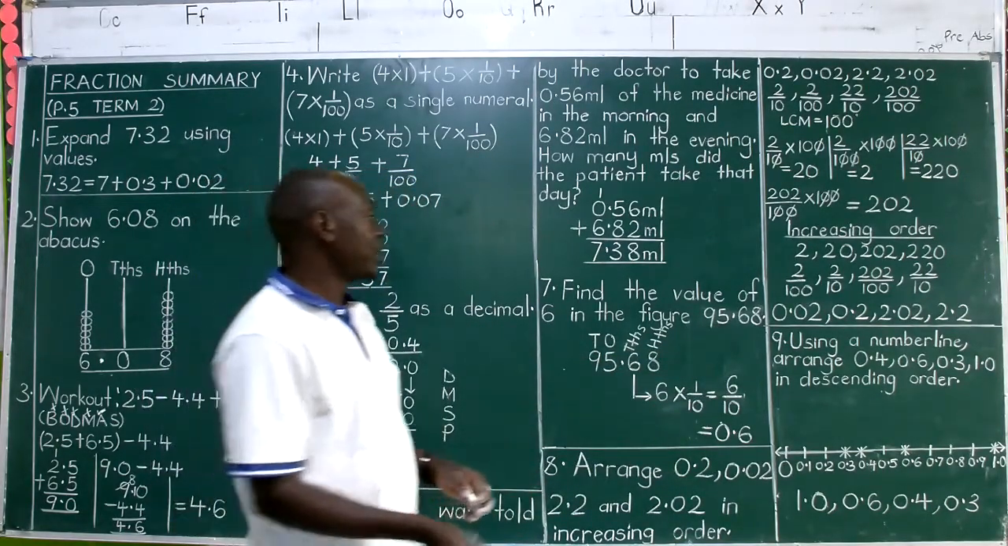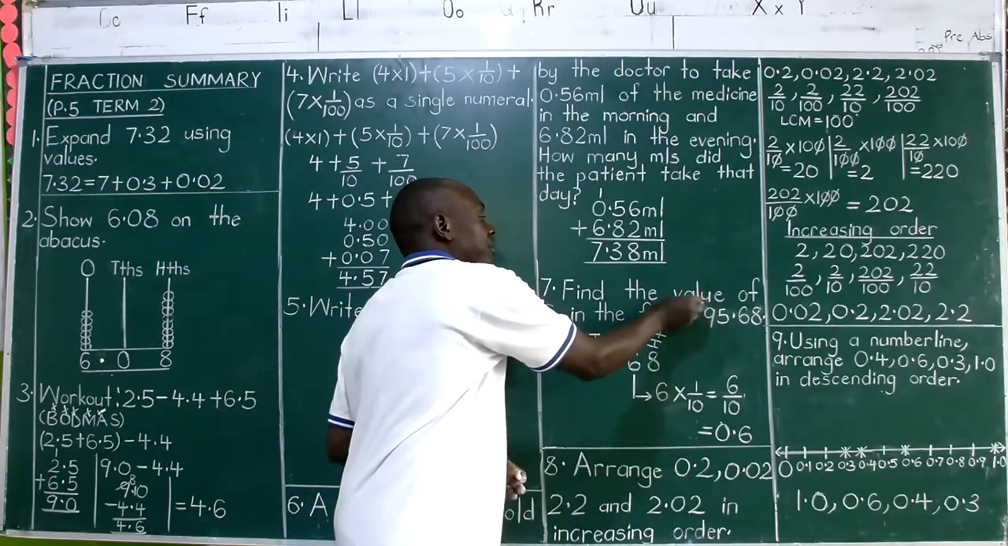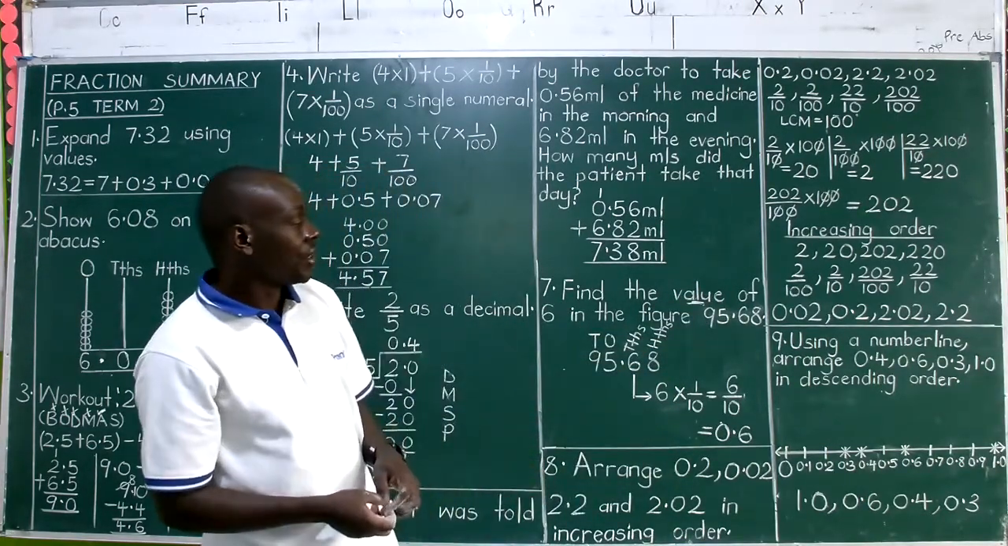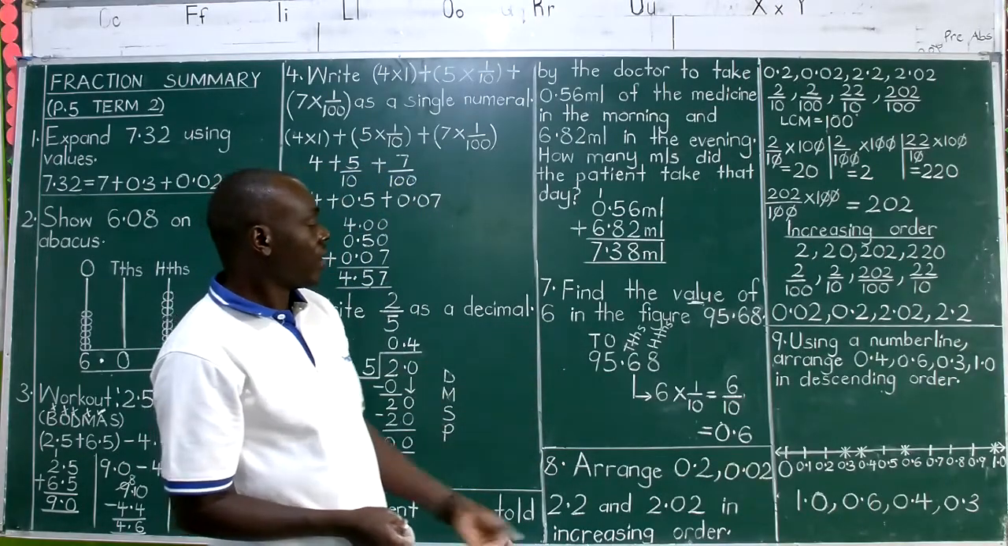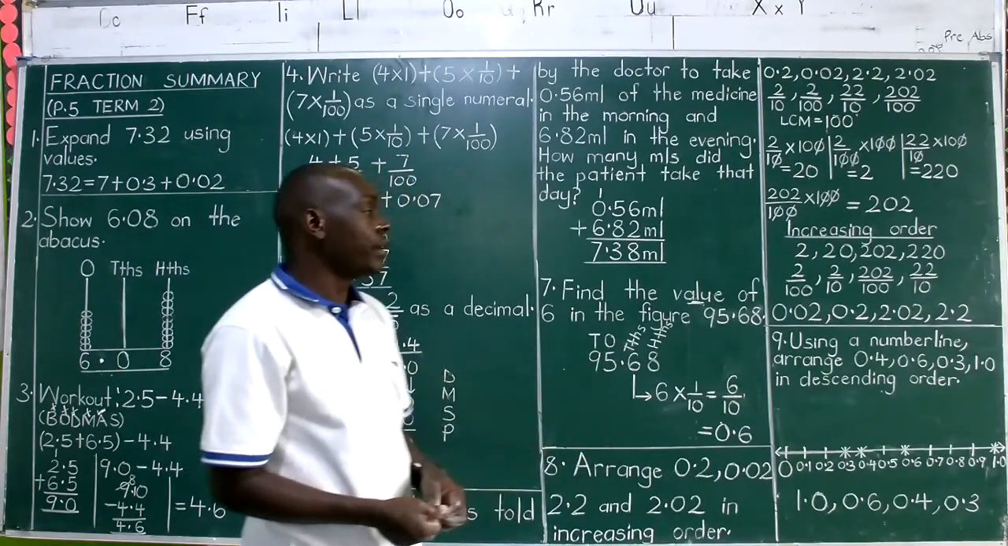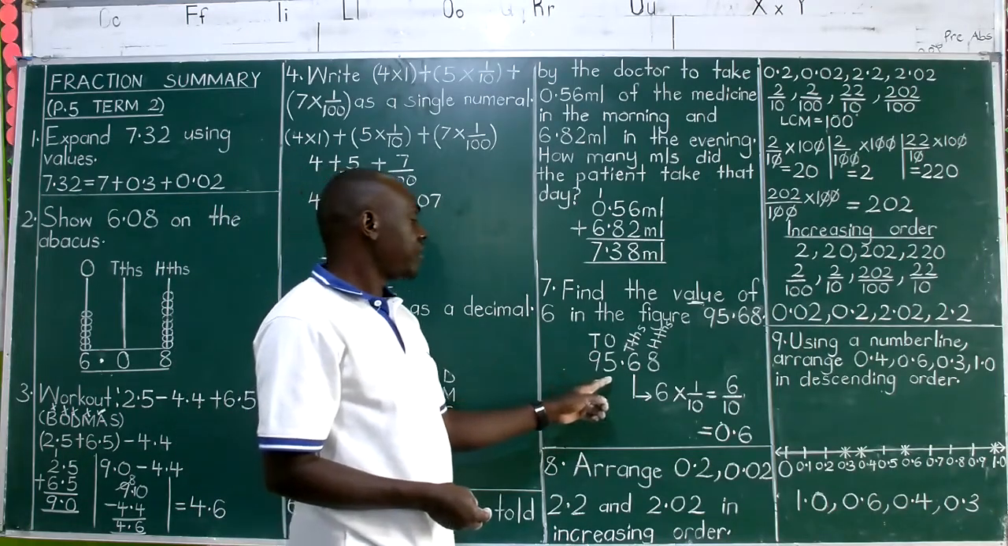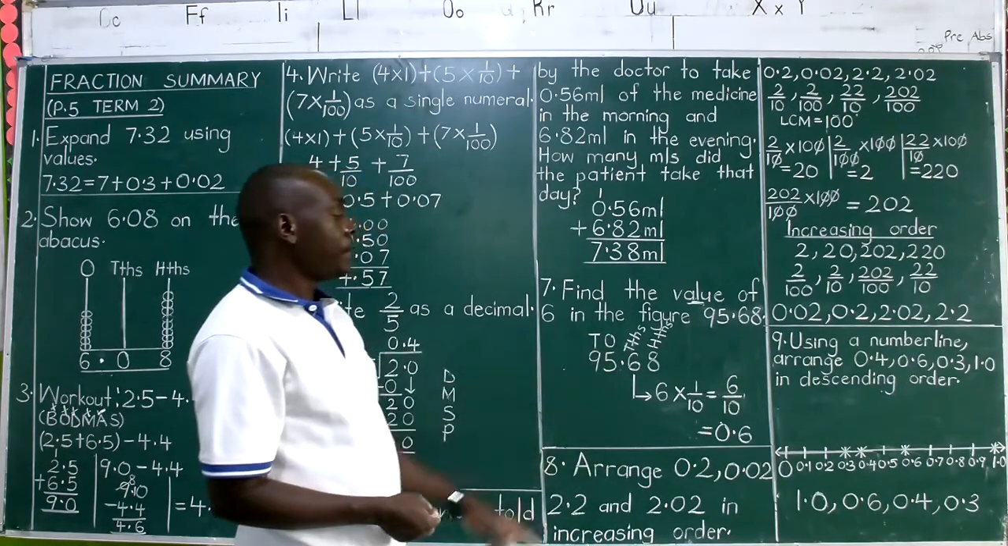95.68. So the question is value. Value is got by multiplying a digit by its place value. So the digit in question is 6. Therefore, we have to know the place values. Write 95.68 and locate the place values.